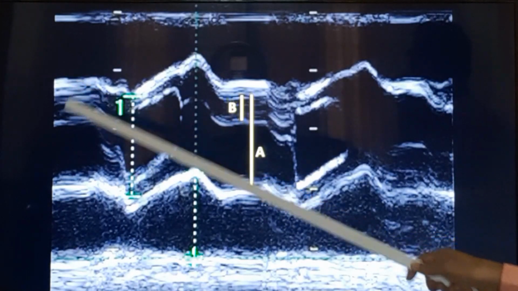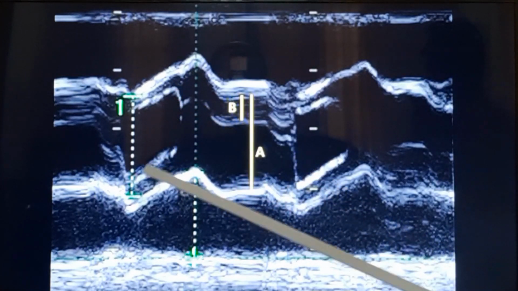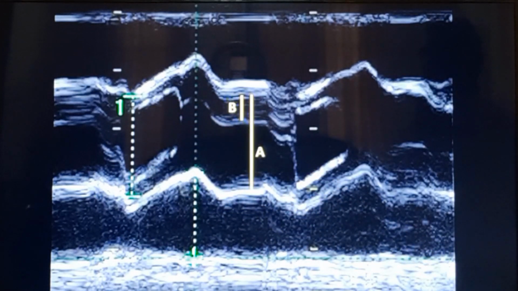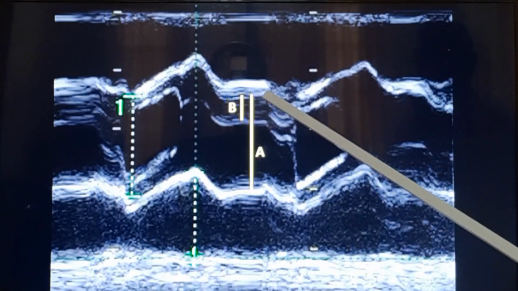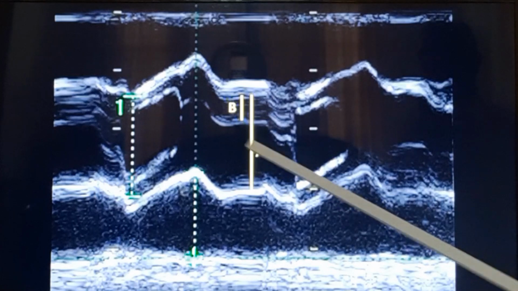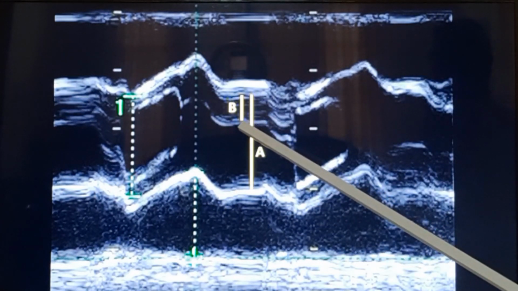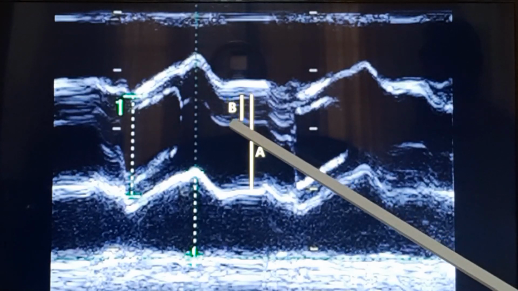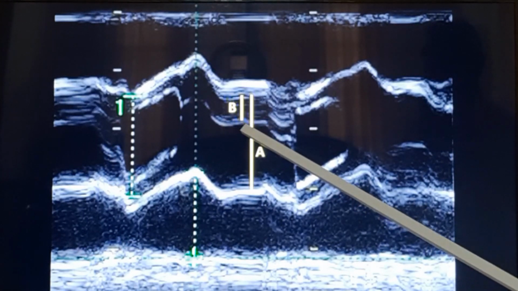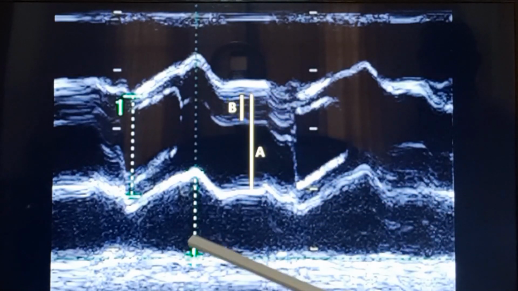The eccentricity index of aortic valve closure is calculated by dividing half of the aortic diameter on M-mode, that is A by 2, by the distance from the closure line, that is the systolic region, to the nearest aortic wall, which is B. So half of A divided by B is taken as the eccentricity index.